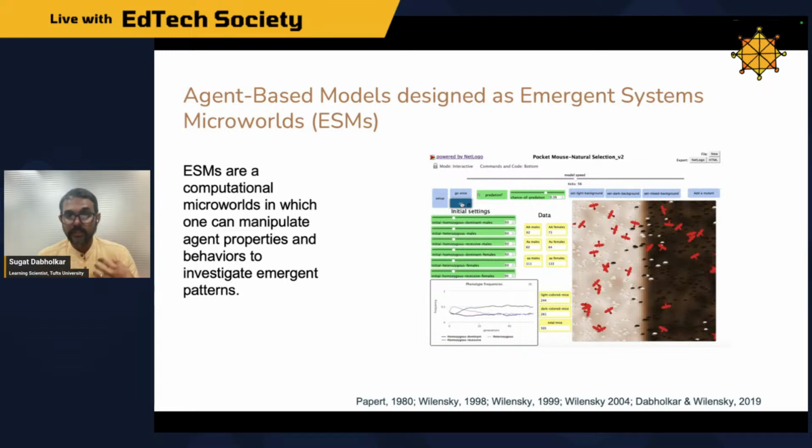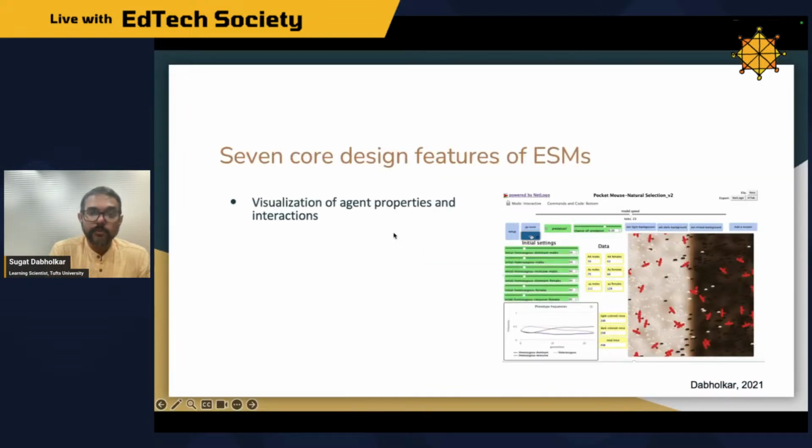And so this is to study natural selection as one of the important concepts in evolutionary biology in high school. So in my dissertation work, I have established 7 core design principles of Emergent Systems Microworld. The first one being we can visualize agent properties and interactions. So here, predation is an interaction, reproduction is an interaction, fur color is a property, right? So we can observe that there are some mice which are dark, there are some mice which are light.